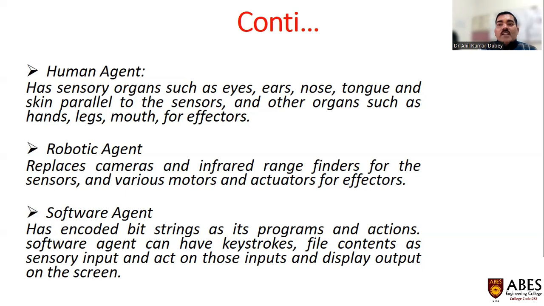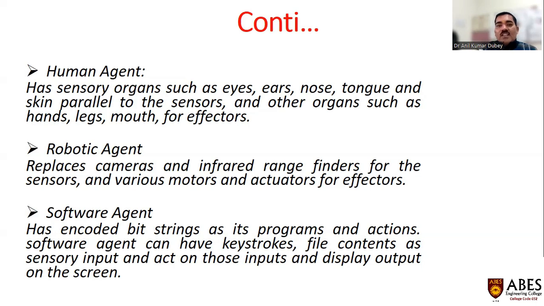The third is the software agent. A software agent has encoded bit strings as its programs and actions. A software agent can take keystrokes and file contents as sensory input, act on those inputs, and display output on the screen. So the output appears on the screen, and the file contents and keystrokes are the sensory inputs of software agents.